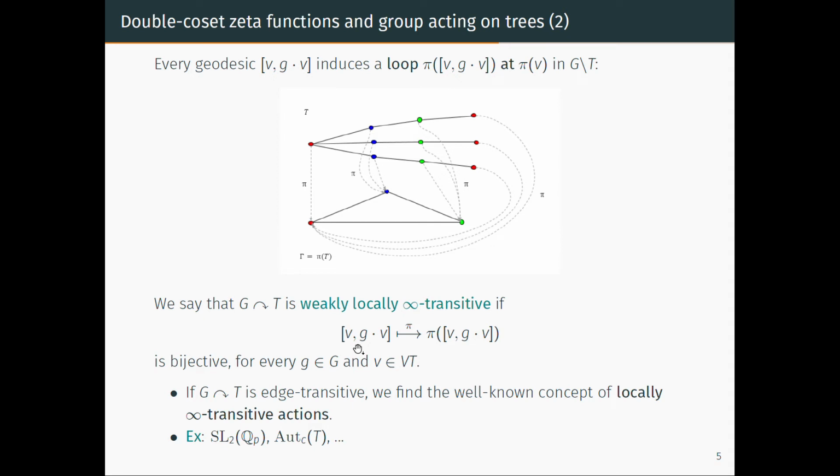It is inspired by another well-known property, locally infinite transitive group actions on trees, and indeed one can prove that if the group action is edge transitive, then this concept is exactly this one, locally infinite transitive actions. And so we have an important subclass satisfying this property. There are also some groups that lie in this class but not in this one. For instance, groups of color-preserving automorphisms of locally finite trees.